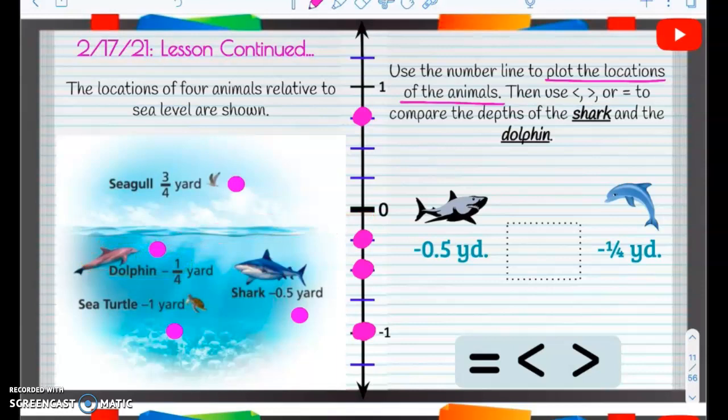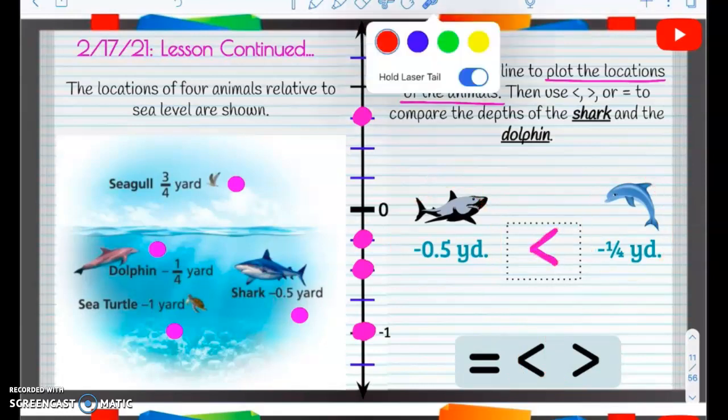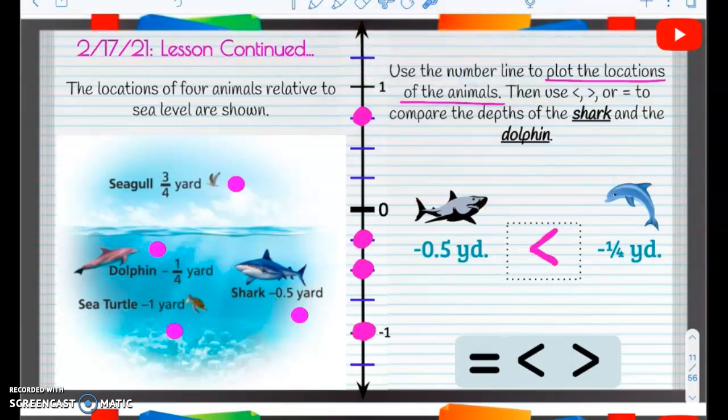So we are going to have the big mouth eating the dolphin. So we are going to take this symbol here. So the shark is going to be less than that dolphin. And that is going to be it for our lesson continued.